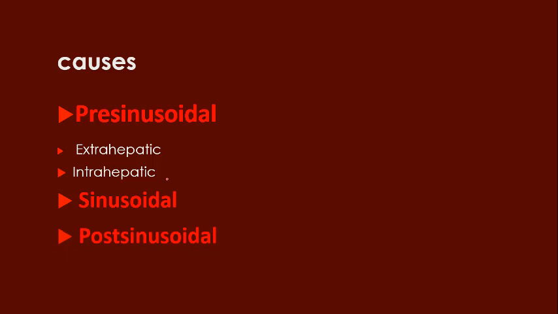The pre-sinusoidal causes include portal and splenic vein thrombosis, which account for approximately 50% of cases of portal hypertension in children. The intrahepatic causes include schistosomiasis, sarcoidosis, congenital hepatic fibrosis, and primary biliary cirrhosis.